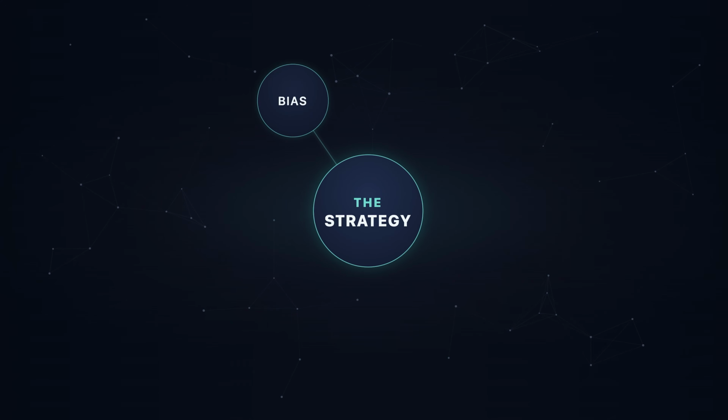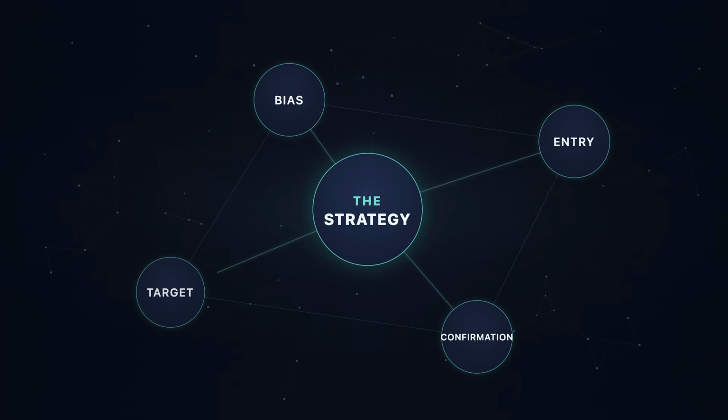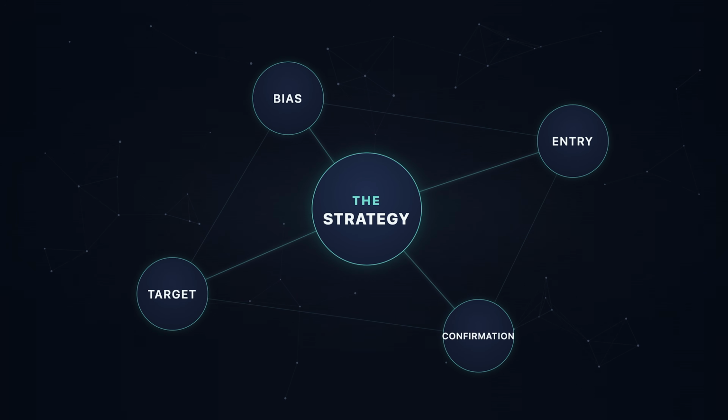What concepts give you your bias? What concepts give you your entry? What confirms the entry? What you're targeting? And that's the framework that's going to give you something to test against. Without it, you've just got a bunch of rules and no way to know if any of them actually work. Once you have that framework, then you can actually start testing each concept.